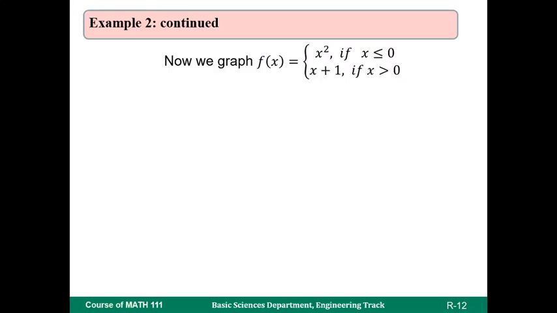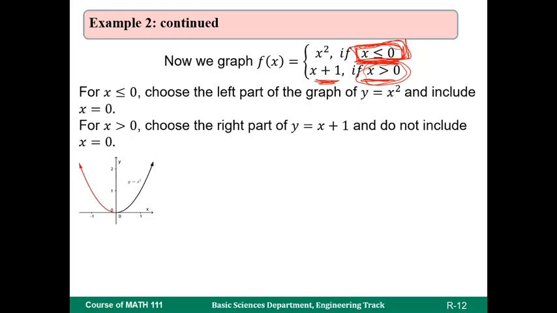Now after sketching the graphs of y equal to x squared and y equal to x plus 1, we will take only some parts of these graphs. So which parts? These conditions are telling us which parts. Here it says you have to take the part where x is less than or equal to 0, and here it says you have to take the part of the graph y equal to x plus 1 where x is bigger than 0. So let's look at them here.